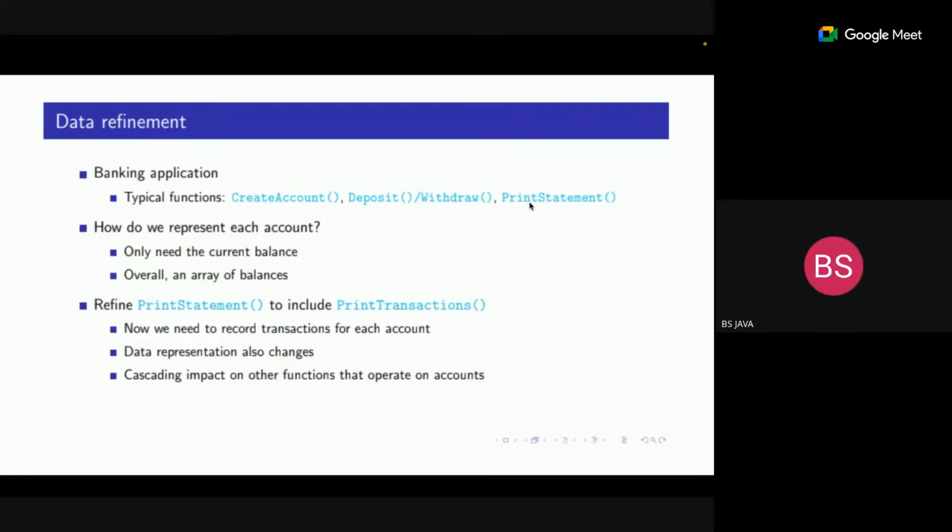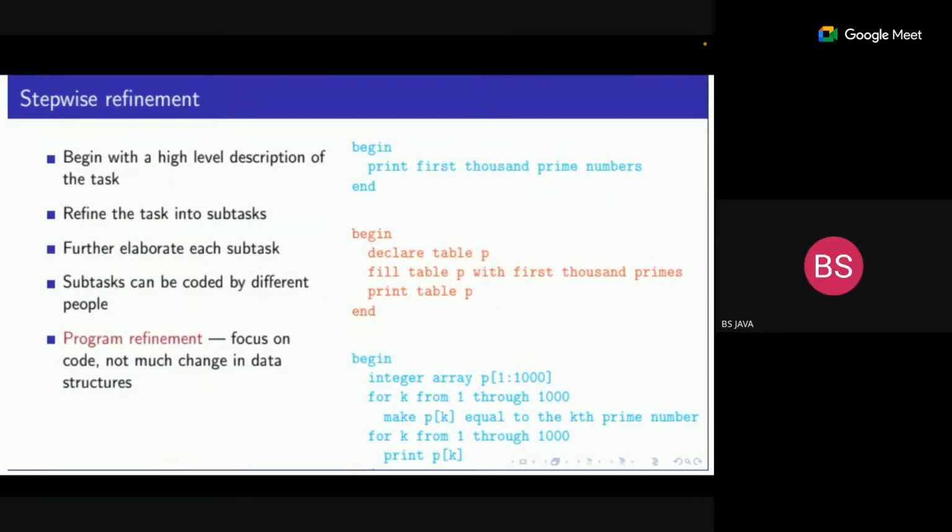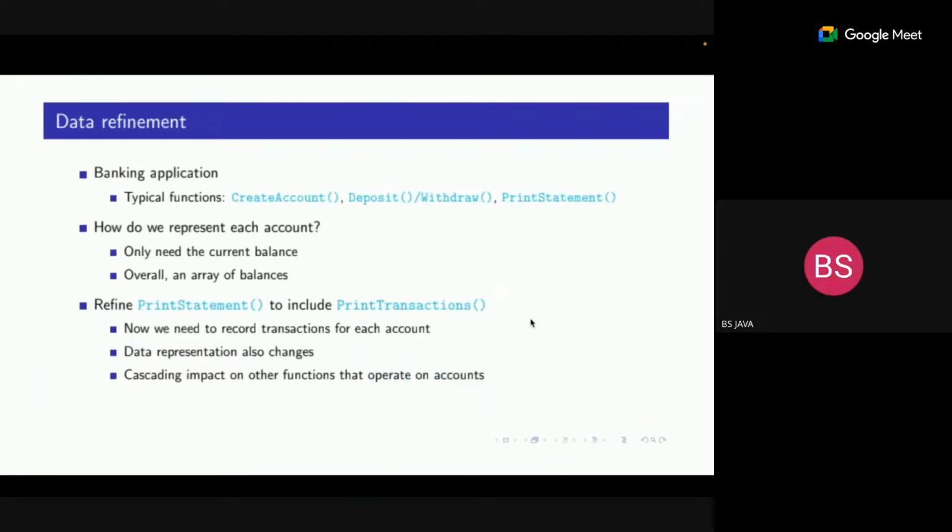So yeah, the print statement earlier. Okay, let's begin from there. Suppose we have to store the account details of some 100 customers. So we are using an integer array. Suppose we have a simple integer array and we are storing only the current balance, only the current balance.